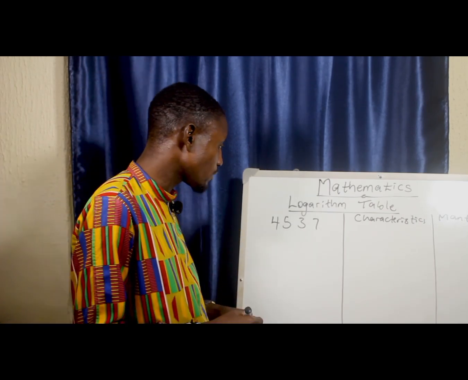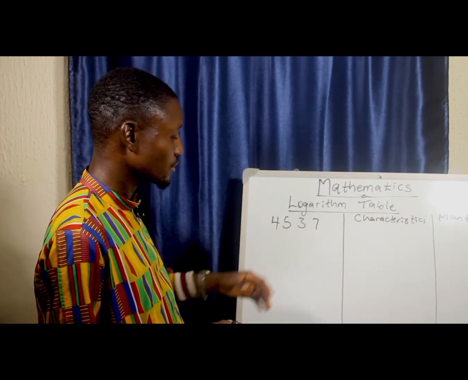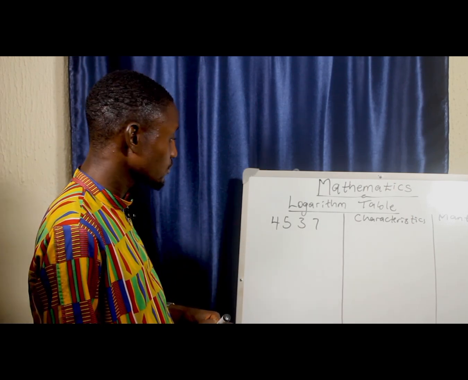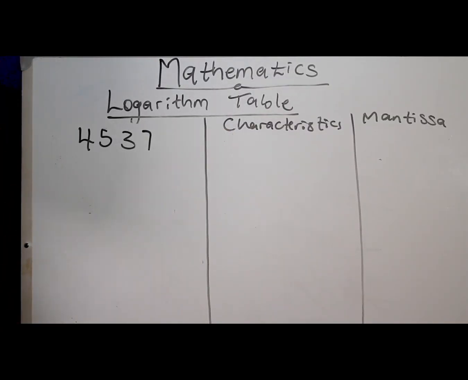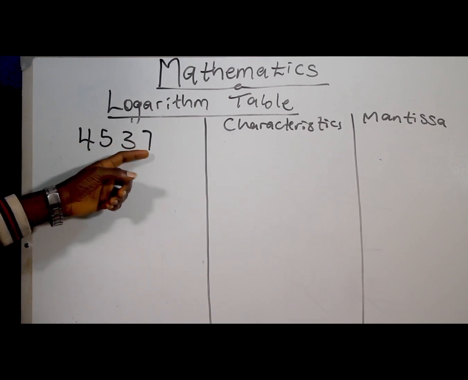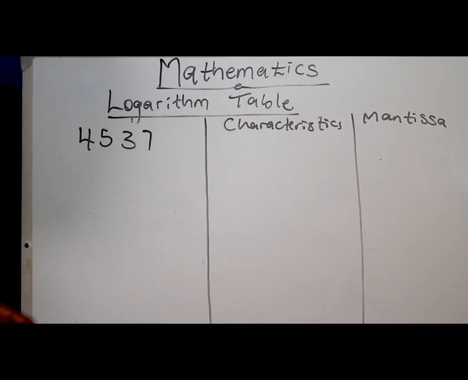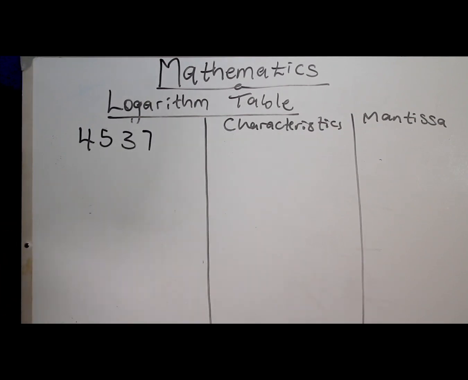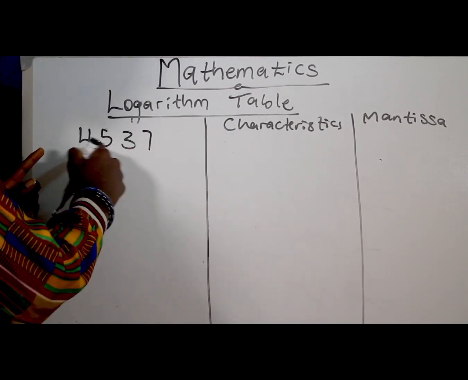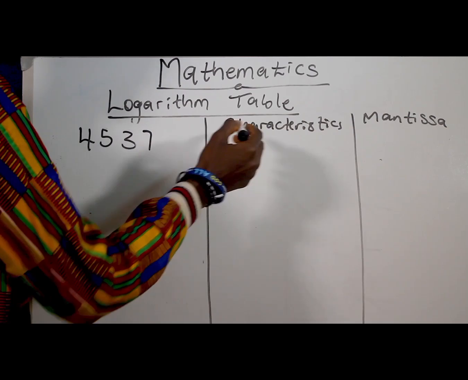Now on the board here we have 4537. First of all, for you to determine the characteristics, you're going to count how many digits you have. We have 1, 2, 3, 4. Okay, so the characteristics will be 4 minus 1. 4 minus 1 is 3. So your characteristics for this will be 3.